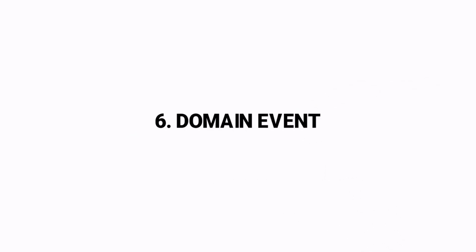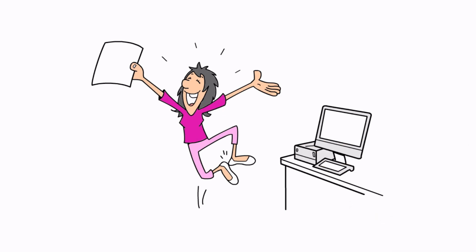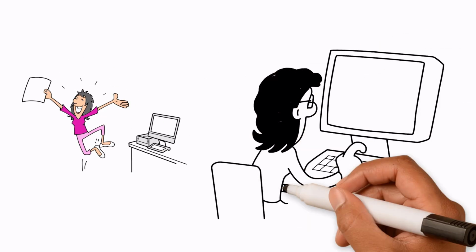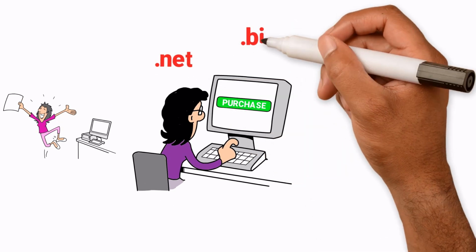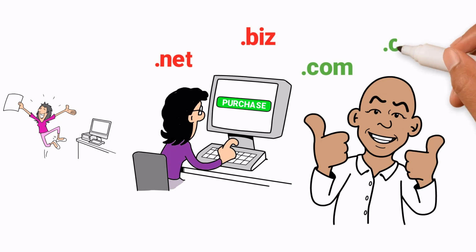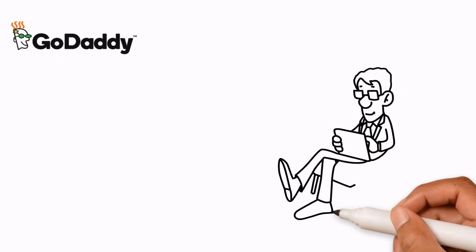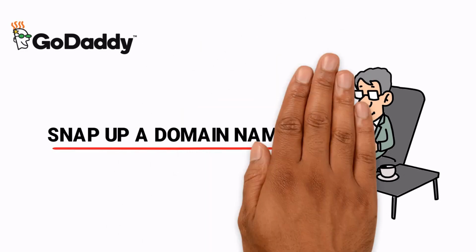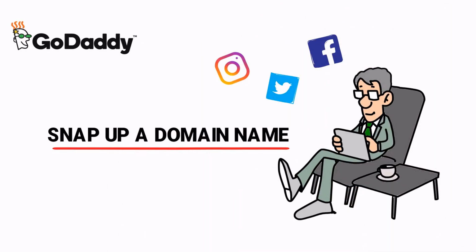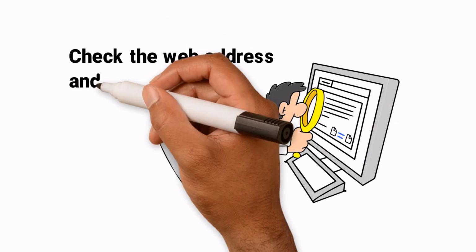6. Domain event. Right, you've got your name, you've checked, and you can't see anyone else using it. Next, you need to snap up a domain name. There are a lot of options. You could go for .net or .biz, but I always think .com or .co.uk sound more established and trustworthy. Check godaddy.com to see what domain names are available. Even if you aren't thinking about a website just yet, snap up a domain name. Do the same on Twitter, Instagram, and Facebook. Check the web address to make sure it doesn't spell anything silly, rude, or dodgy, and do the same for hashtags.